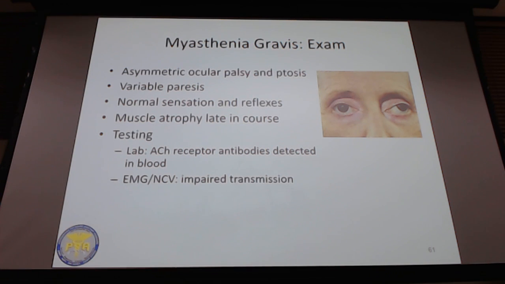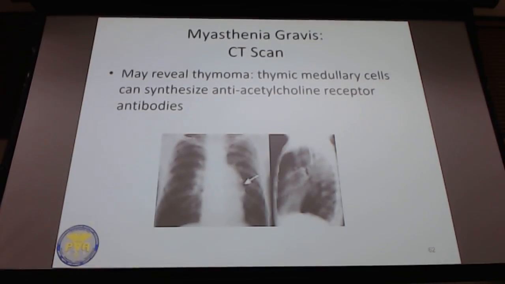So testing, we can do acetylcholine receptor antibodies detected in the blood. And then our EMG nerve conduction studies are going to show impaired transmission. Something to remember with our myasthenia gravis patients, right? This is a classic board question. Never seen it, but I'm obligated to tell you about it.